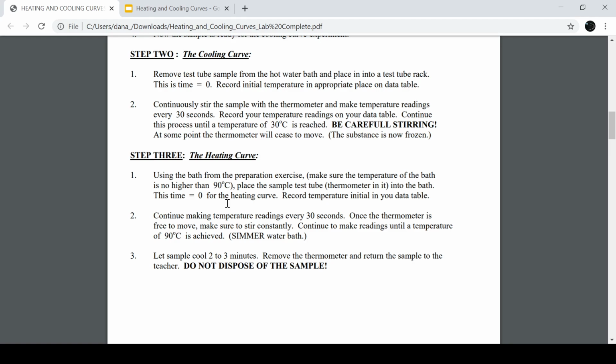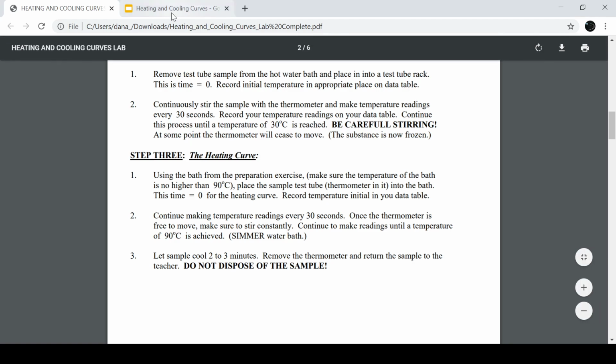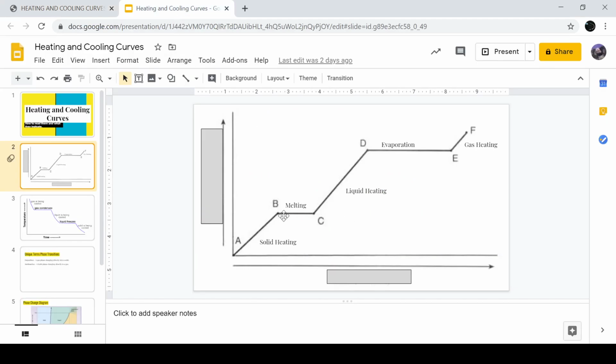And you're going to stir it and then record its temperature every 30 seconds. You're going to start by recording the temperature at 0, which is right before you put it in the water. Put it into the water and then stir and record it every 30 seconds. Okay, that's what the experiment is. And you are testing to see whether or not you get this curve or not.